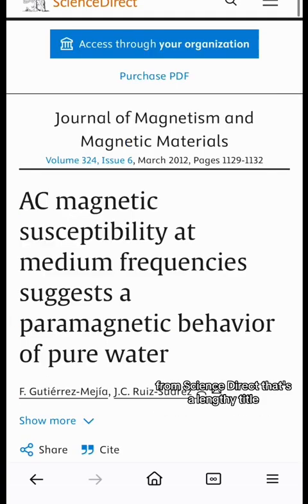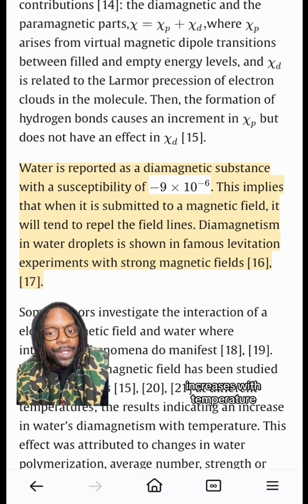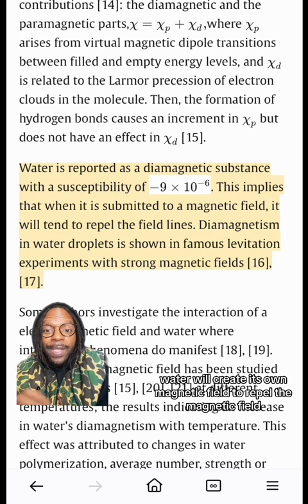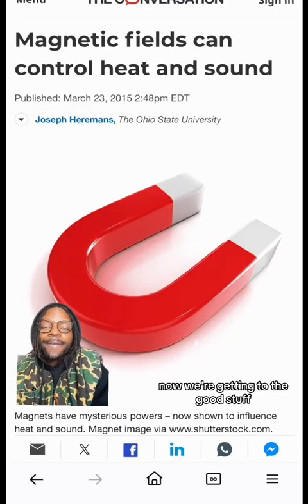From Science Direct, that's a lengthy title, you can read it yourself. So this article is suggesting that the diamagnetism with water increases with temperature. Water will create its own magnetic field to repel the magnetic field. Now we're getting into the good stuff.